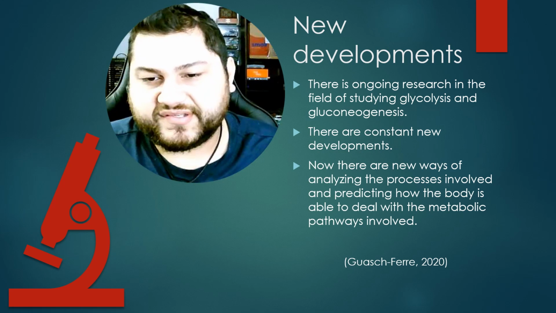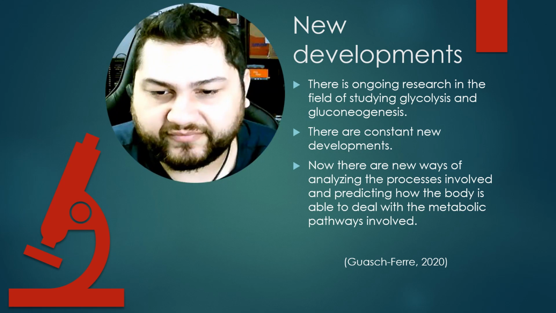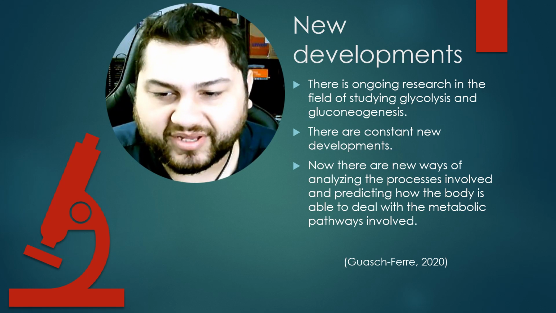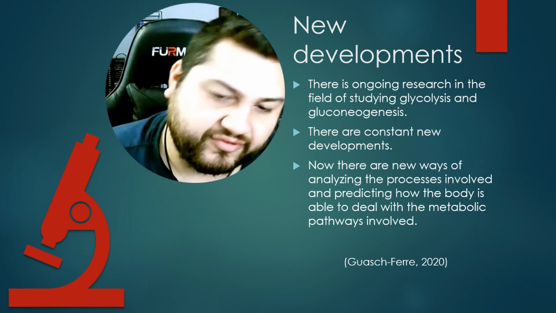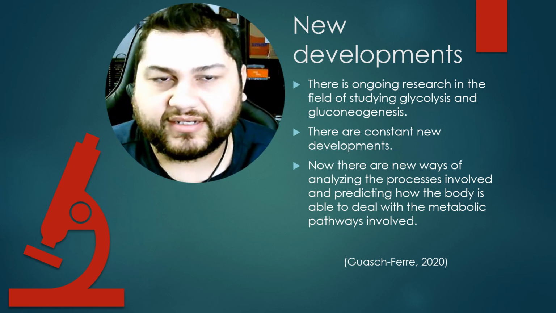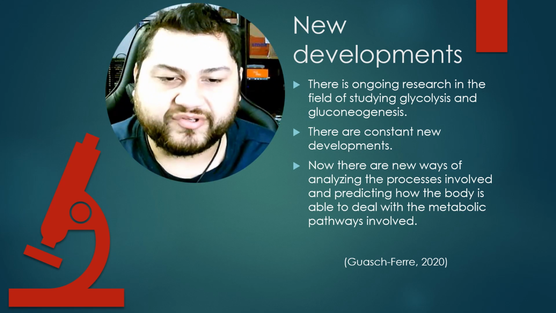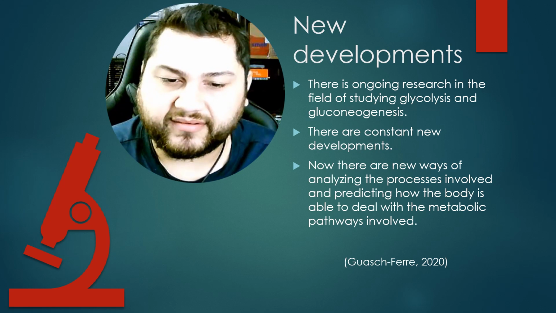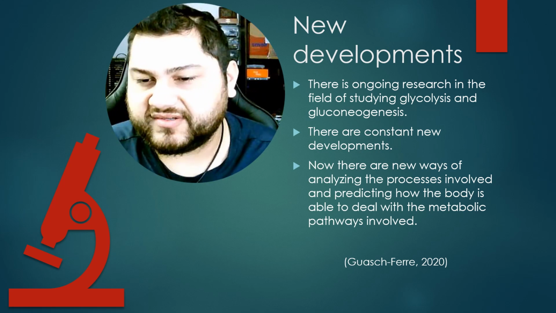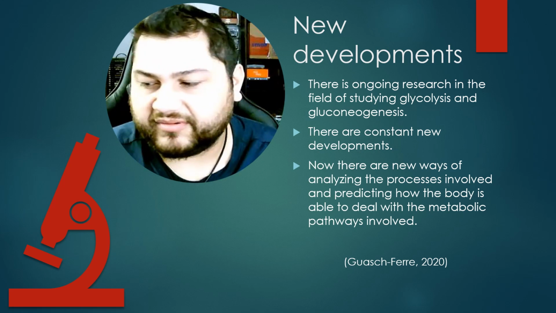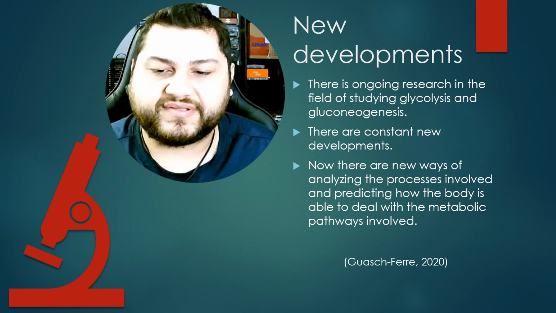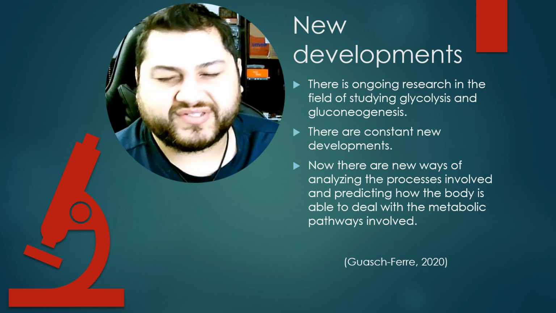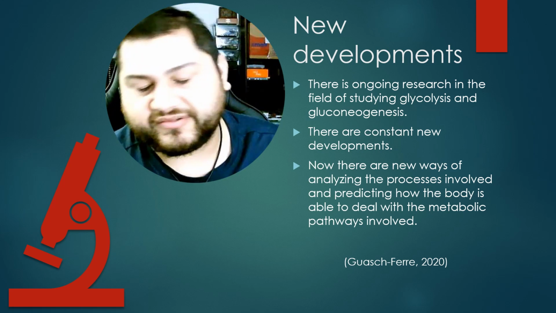There are new ways of analyzing the process involved and predicting how the body is able to deal with the metabolic pathways of glycolysis and gluconeogenesis. What that means is, there's new research in terms of how these are able to operate within an individual, what deficiencies might be there that are influencing the body down the line, whether it's an inability to process and extract nutrients. That's a little bit more extreme, but it's there.